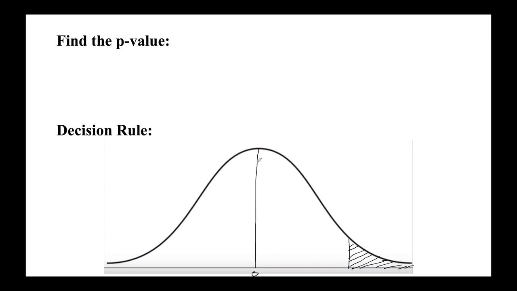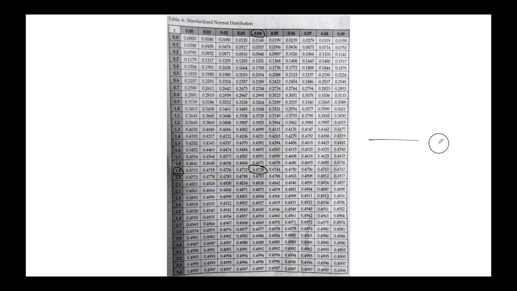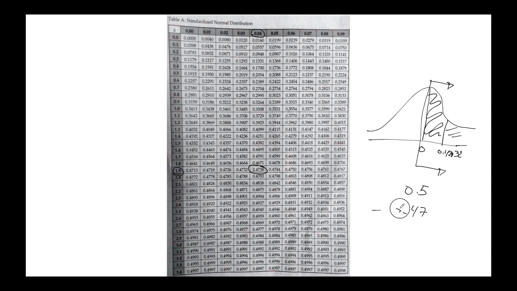Yung binigay kasi ng ating table is from 0. Ganito yung itsura niya. Kunyari, normal yung aking drawing. So, 0, 0.4738. Ito yung area na binigay. Ang kailangan natin is ito. So, meaning to say, ima-minus pa natin ito sa 0.5, balikan yung statistics 1. So, 0.5 minus 0.4738. This will be 0.0262. Or meaning, ito yung magiging p-value natin.